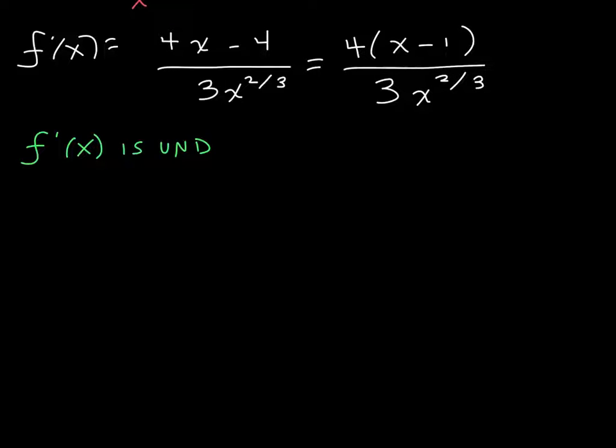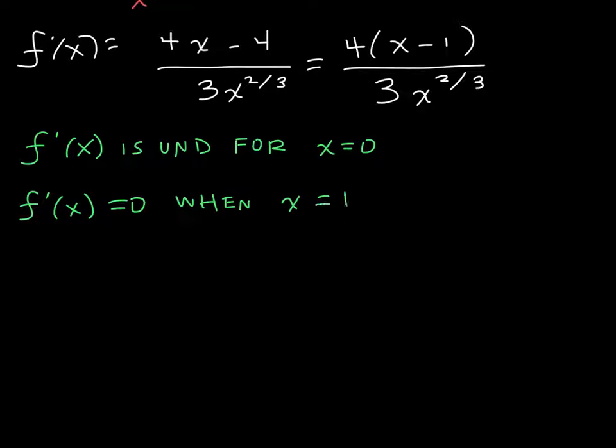I'm just going to put UND, undefined, for x equal to 0. If x is equal to 0, then that whole denominator is 0, and this function's undefined. f prime of x is equal to 0 when the numerator is equal to 0, and that's when x is equal to 1. So these are my critical numbers, all right? My critical numbers.